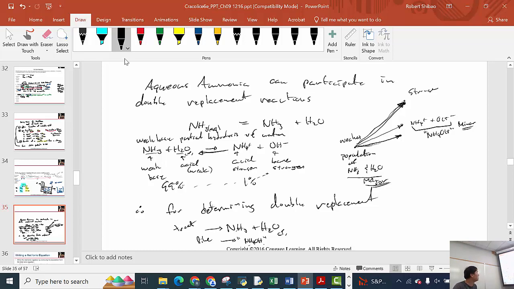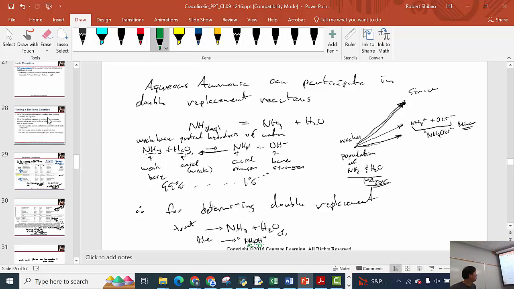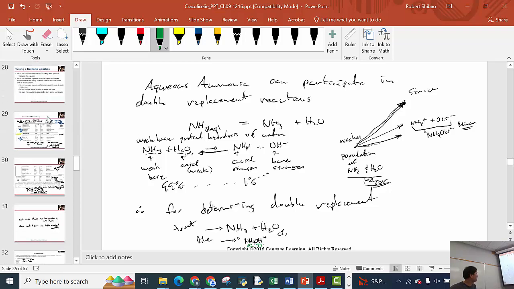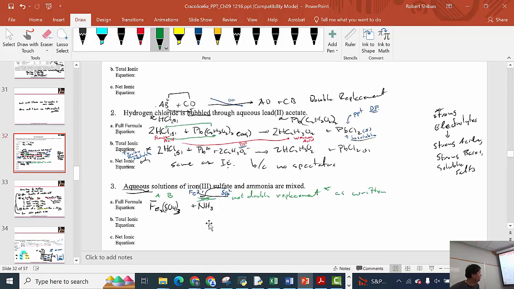I'll just label it CD right there. We don't leave it as ammonia and water, we treat it as ammonium hydroxide, because in our equations we have to have the major species. In this equation, I'm going to leave it as ammonia and water, and I'm just going to add the water. Why can I add the water? Because these are all aqueous, and there's plenty of water present in aqueous solutions.